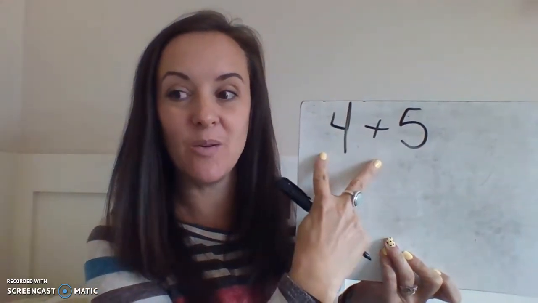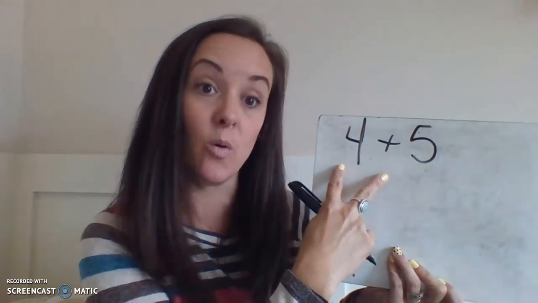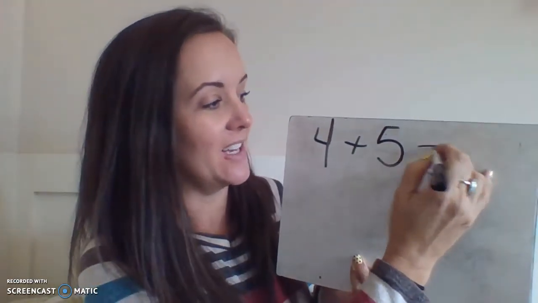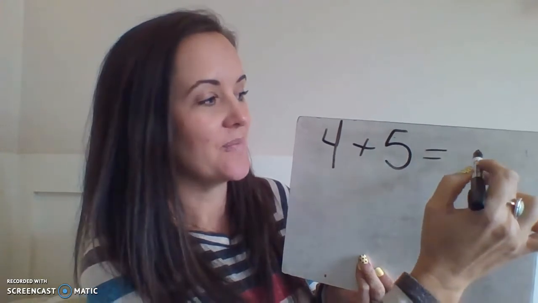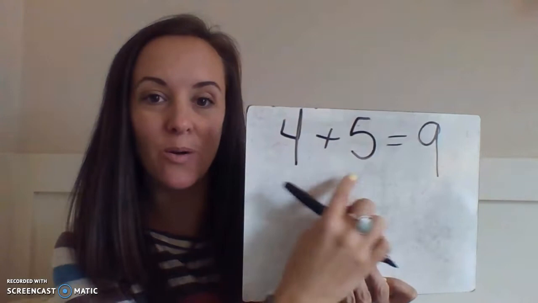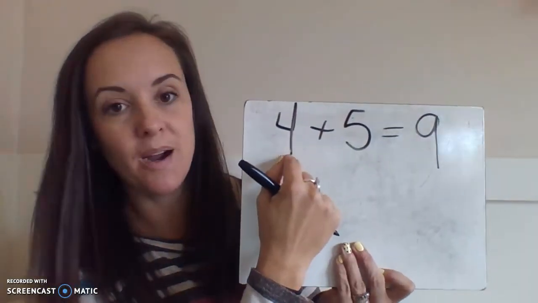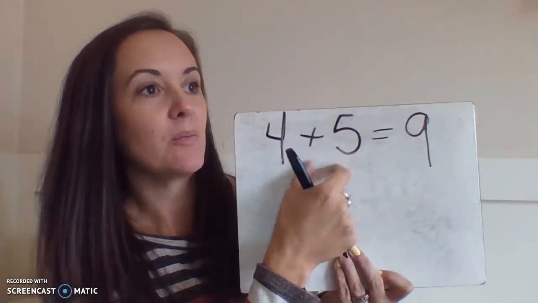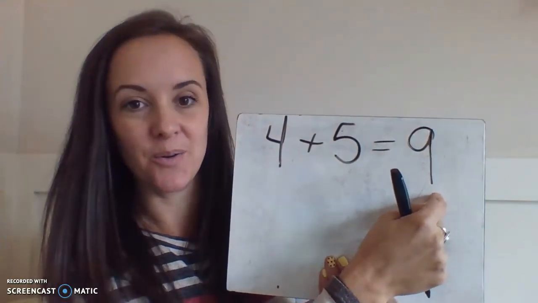If I want to know how many toys I have scattered all over my house all together, or in all, I can use my equal sign, and I'm going to count on to make the number 9. That's my whole. One part, another part, put together to make a whole.